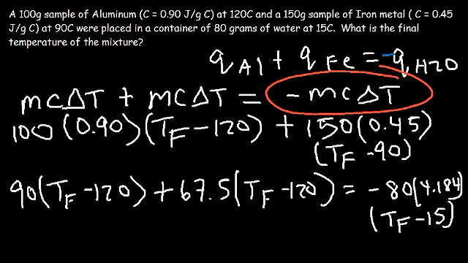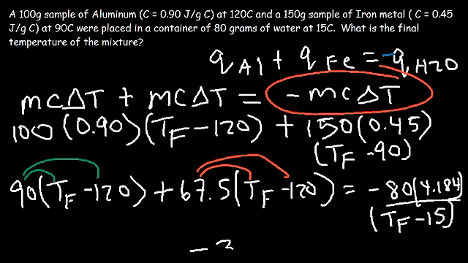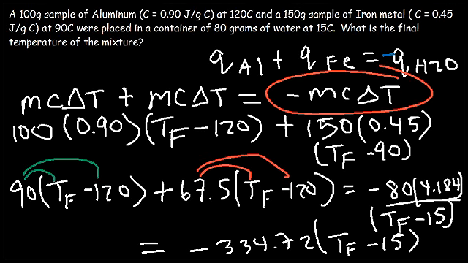So on the left side, let's distribute 90 to these two, and let's distribute 67.5 to those two values. And let's multiply 80 by 4.184. So 80 times 4.184, that's negative 334.72 multiplied by the final temperature minus 15. So that's on the right side of the equation.